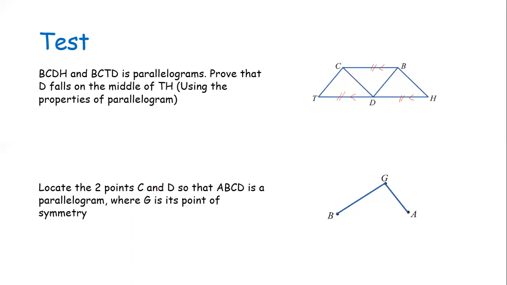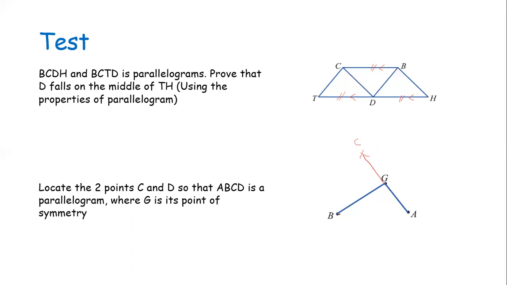Now let's take another example. Locate the two points C and D so that ABCD is a parallelogram where G is its point of symmetry. Since G is supposed to be the point of symmetry of the parallelogram that we are going to form, this means that in order to find C and D here, we have to extend AG with the same distance, equal to the length of AG. So almost, we end at this point and we call it C.